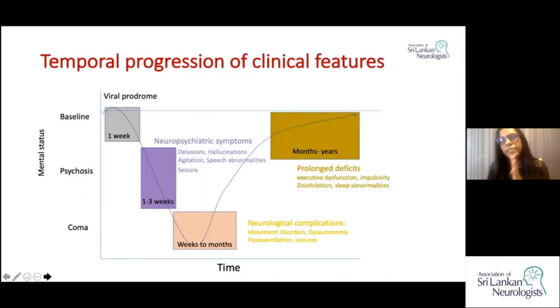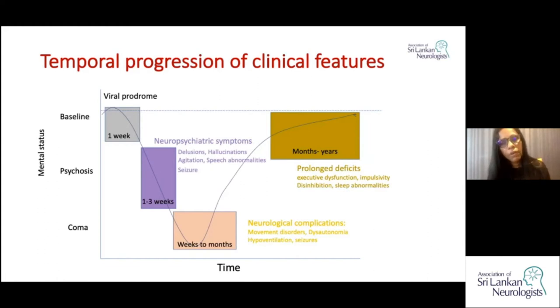So I said it's a multi-stage disease. This is the best example to understand this multi-stage nature of autoimmune encephalitis. On the y-axis, I have shown the deterioration in the mental status, how it goes down from baseline to coma. And on the x-axis, we have the time scale. So let's look at how the disease manifests in the patient. Initially you have this viral prodrome, which often presents with a fever and an encephalitis-like presentation in most instances.